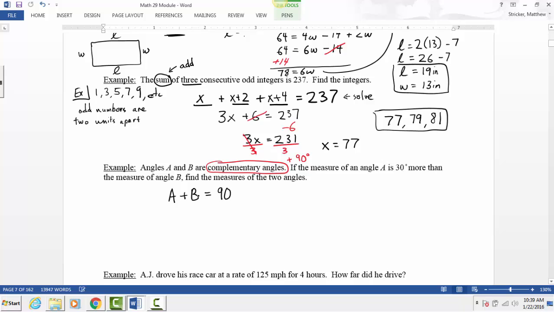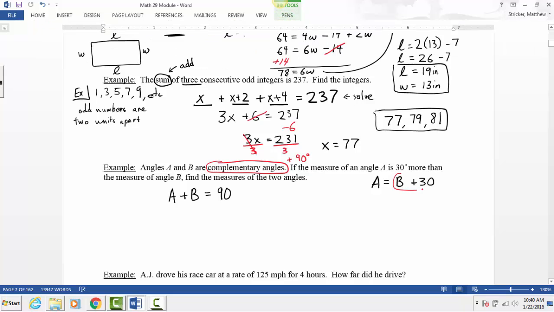We're almost there, except we have this problem of having two variables again. So let's see what other information we know. It says if the measure of A is, oh, it looks like we got another equation here, because this says A equals 30 more than. That means I got to add 30 to something. What am I adding 30 to? 30 more than the measure of B. So A is 30 more than B.